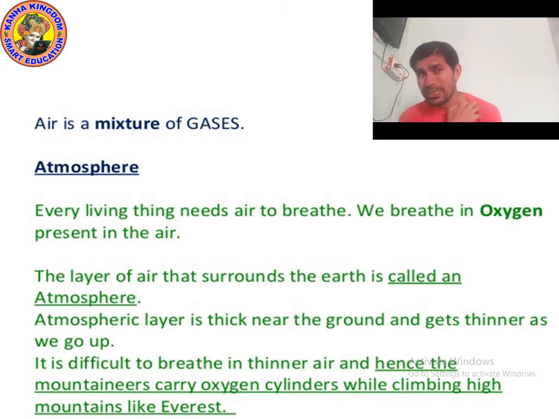Atmospheric layer means we are surrounded by air. It is thick at the ground. Near the ground it is thick, but as we go up in the sky, its layer gets thinner. Means what? It means the amount of air near the ground is more, but as we go up, the amount of air decreases. When the air decreases, it means the air layer is getting thinner. Yes, that is the meaning.